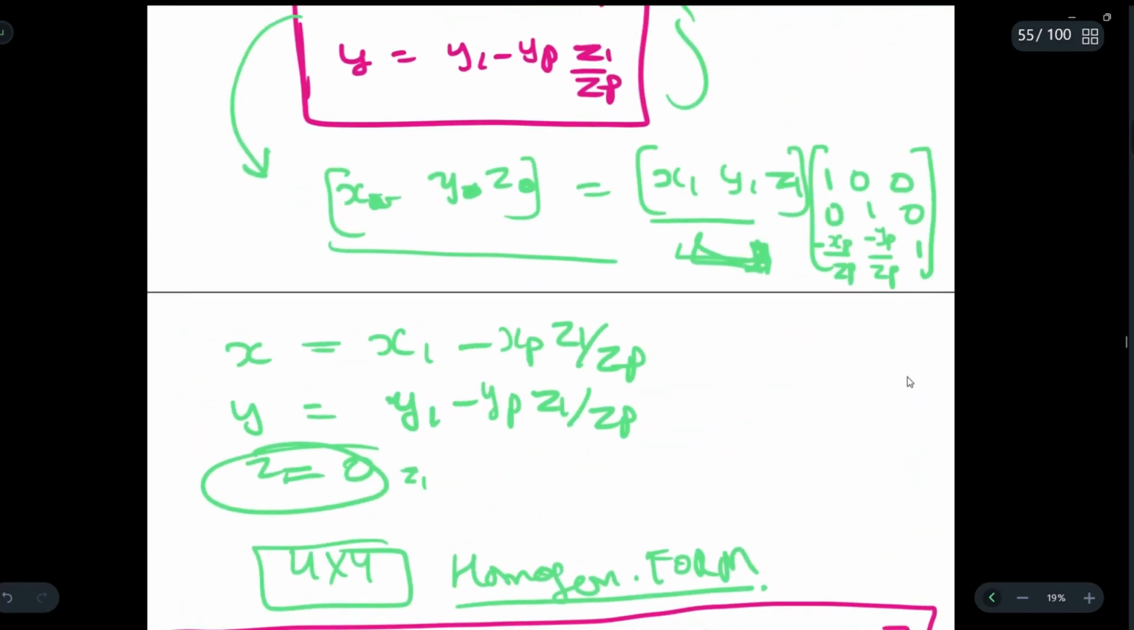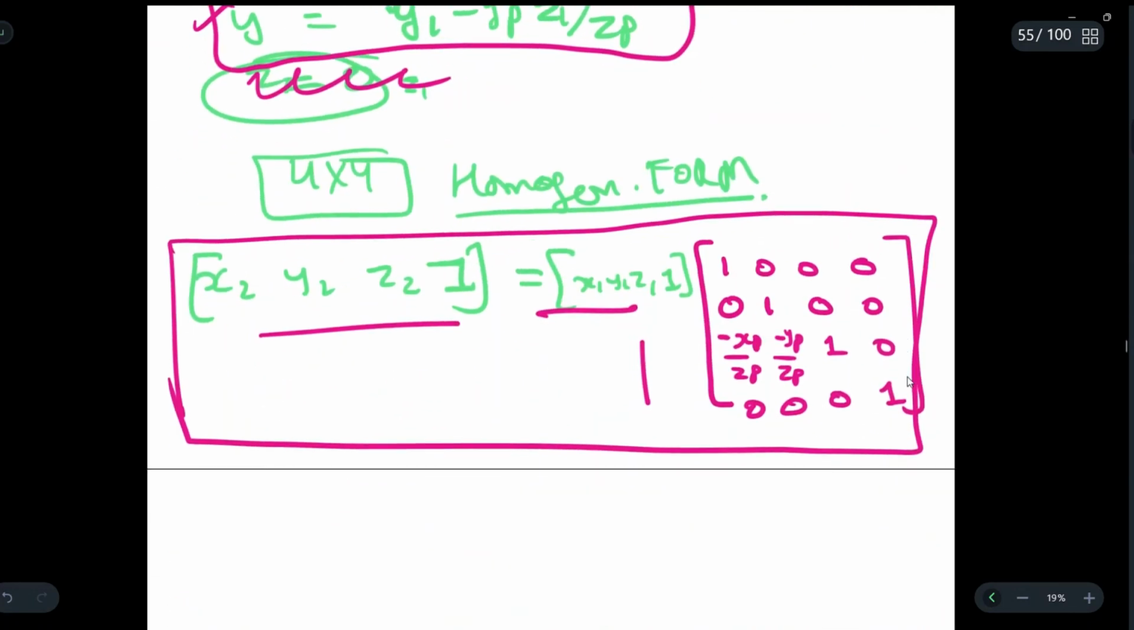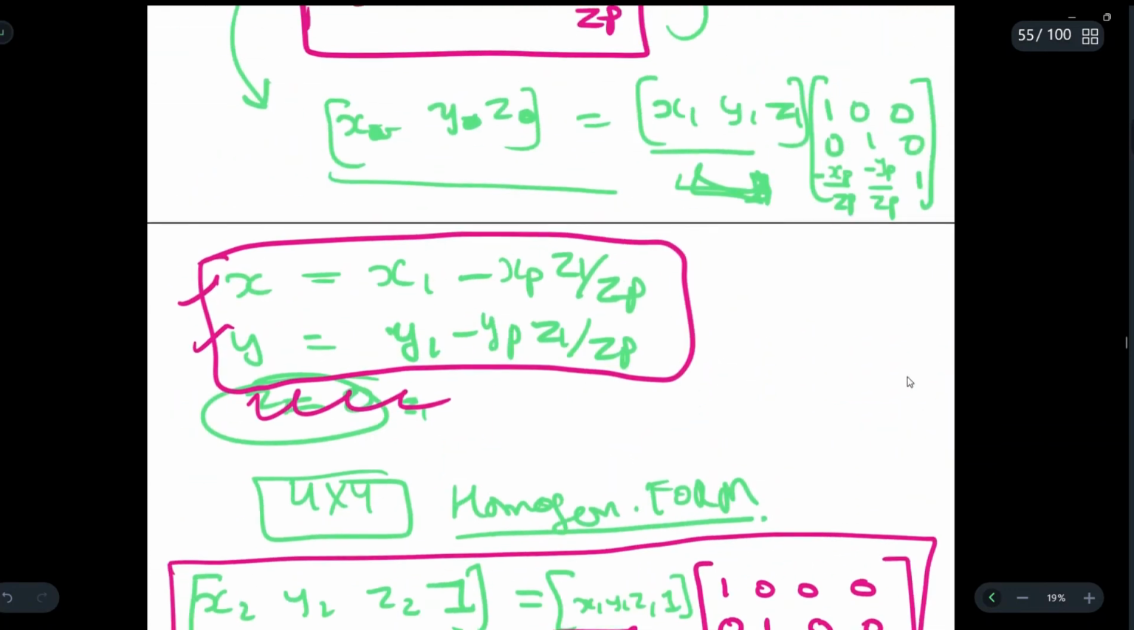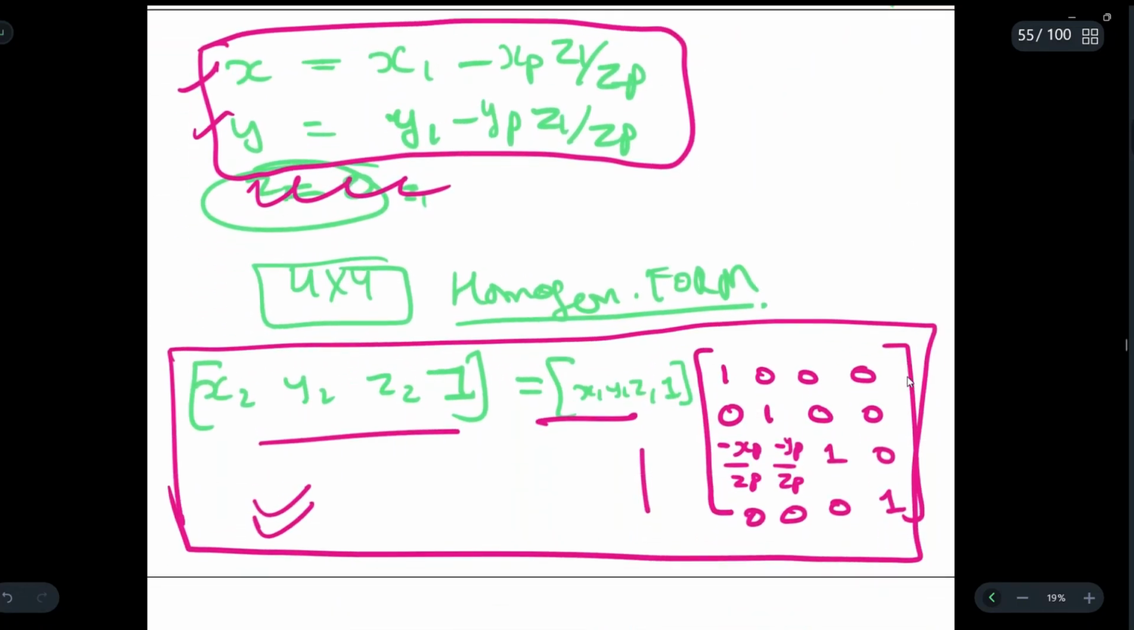Now we are only interested in x and y, not in z, because we are projecting on a 2D plane. So we only take out the values for x and y. You can also use a homogeneous matrix, or you can straight away use this 3 by 3 matrix. But writing the derivation till here is good, because over here you will get full marks, as the homogeneous form is important.